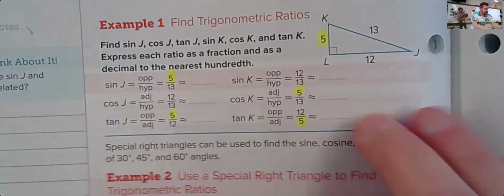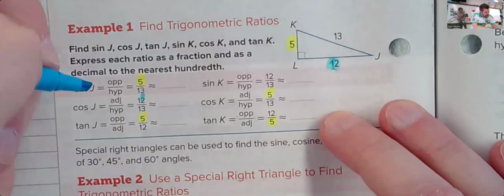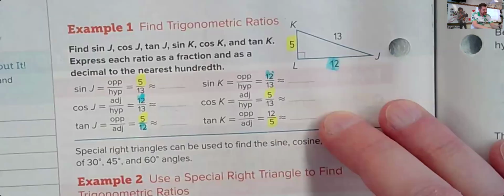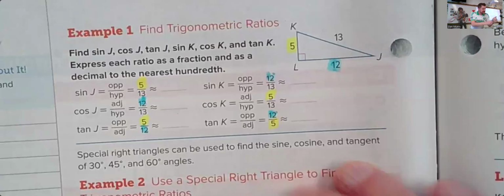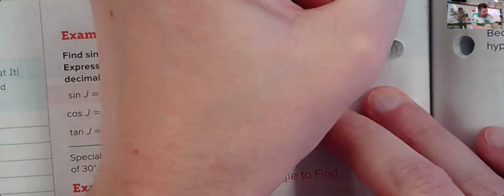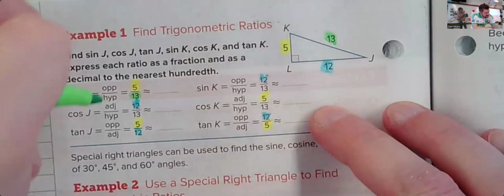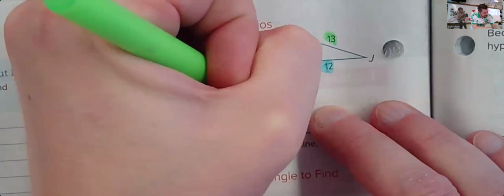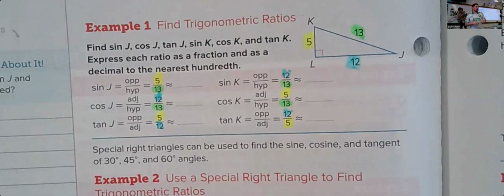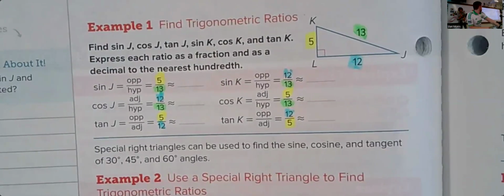We'll go with blue as 12. Blue is 12, so we'll do 12 there, 12 there, 12 there, and 12 there. And then 13 is our hypotenuse. Make that one green. 13. Feel like I'm calling like a quarterback. Grade 13. All right. Right before they hike the ball, you know?